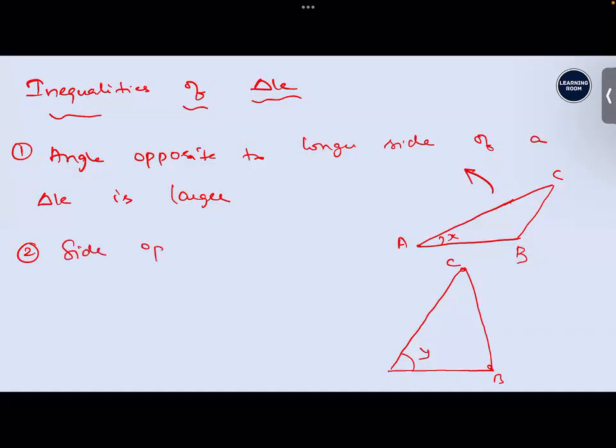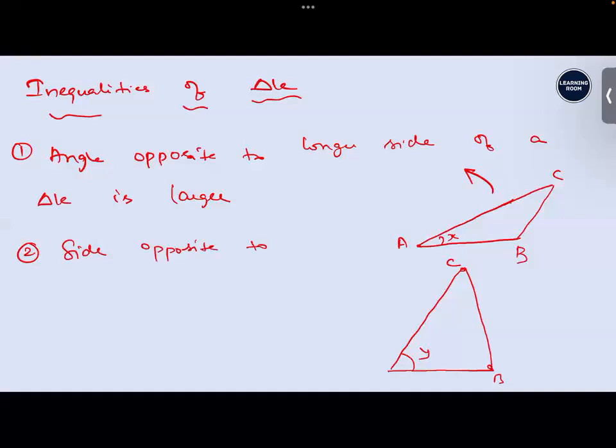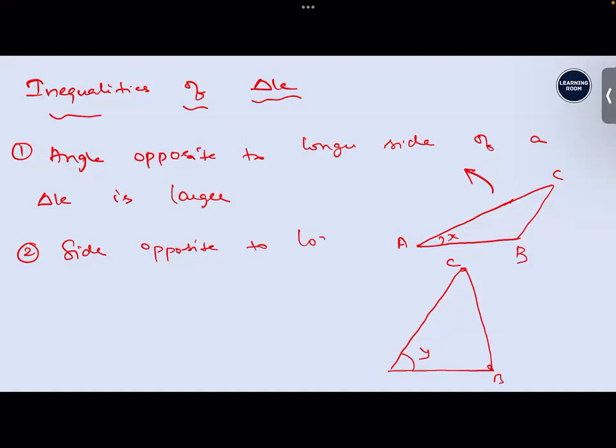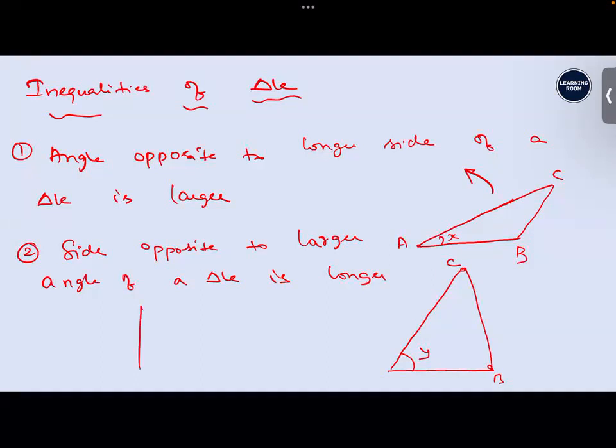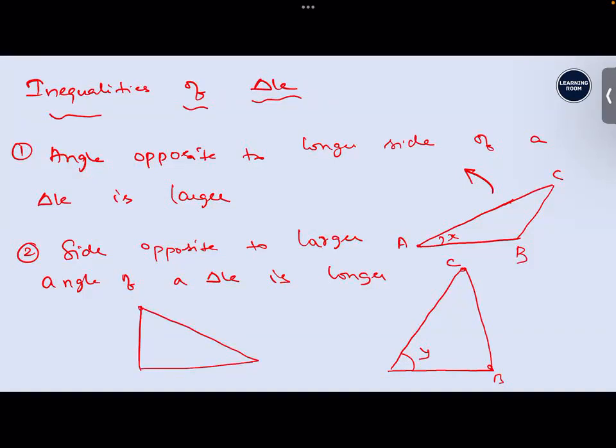The side opposite to the larger angle of a triangle is longer, so it is just a reversal. If you take a right angle triangle, what is the definition of hypotenuse? The longest side of the right triangle, or the side which is opposite to 90 degrees.